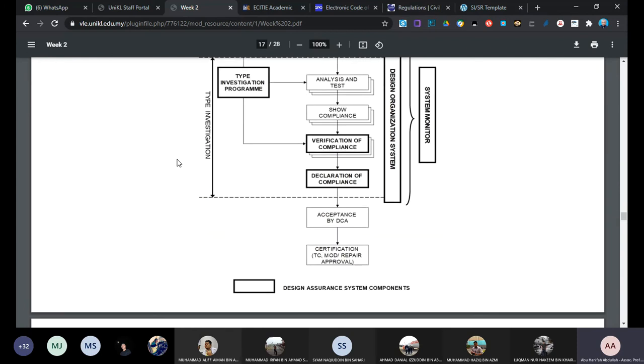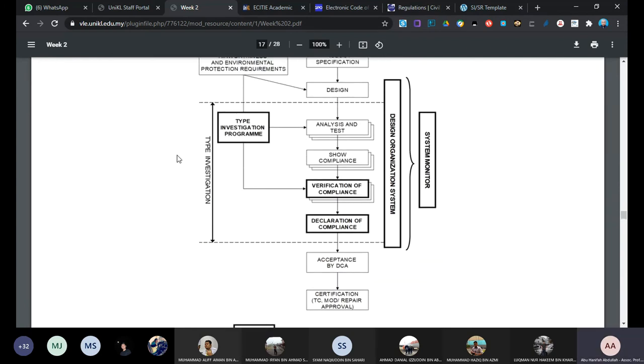Any more questions? This must be very clear to you because this is what happens out there. You have to understand this to be able to get a job during interview. If you understand, you'll be able to answer this question, then inshallah, you get a job.